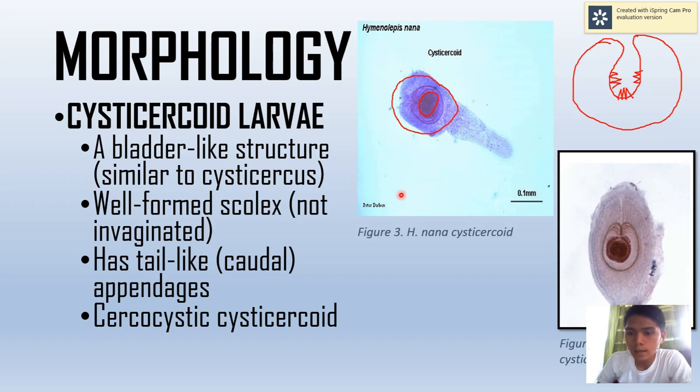There are instances where the H. nana cysticercoid has 2 forms: a tailed cysticercoid and a tailless cysticercoid. The tailless cysticercoid is usually found inside a villus, where it is still developing into a cysticercoid larva with a tail. Another name for the cysticercoid larva is the cercocystic cysticercoid, or in short, cercocyst, but that is not important. To be uniform, the term we will use is the cysticercoid larva.